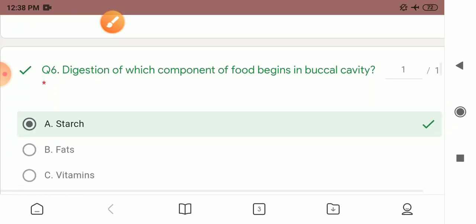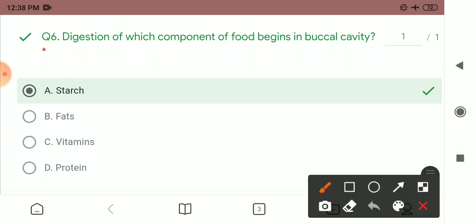Next, sixth number. Digestion of which component of food begins in buccal cavity? So here the options are starch, fats, vitamins and protein. So here your answer is option A, starch. The digestion of starch begins in the buccal cavity. Next is 7th number.